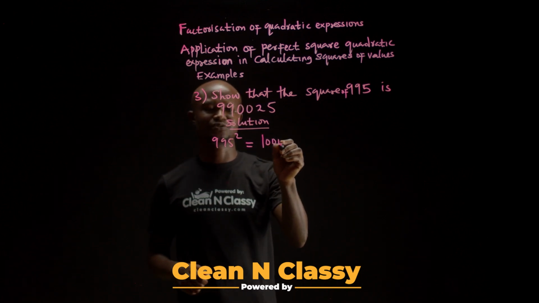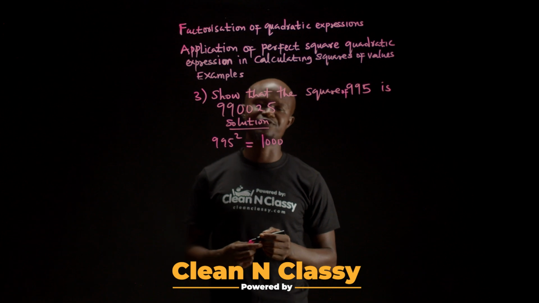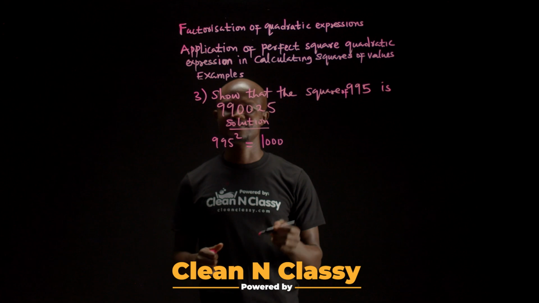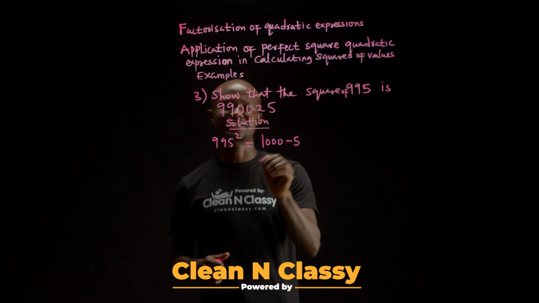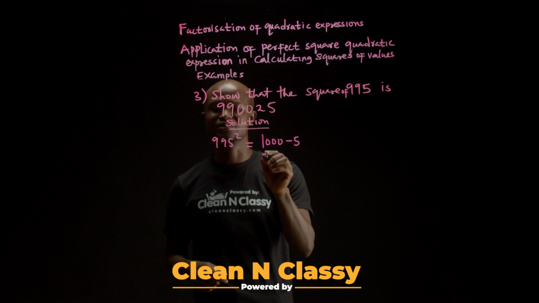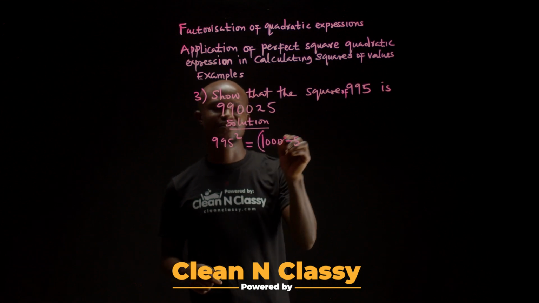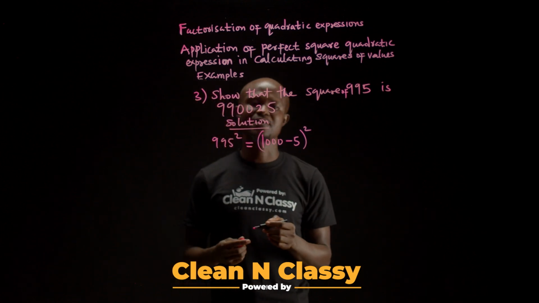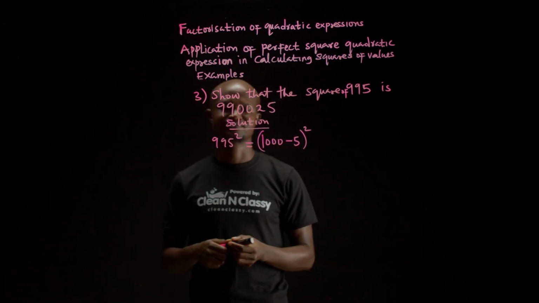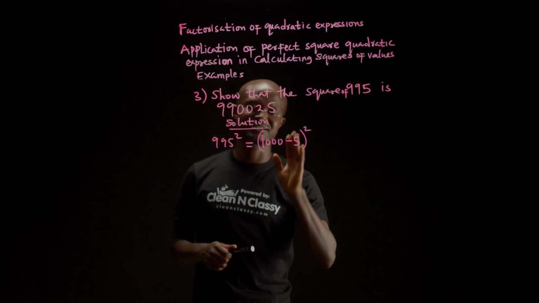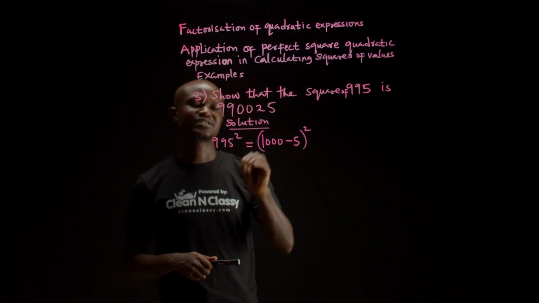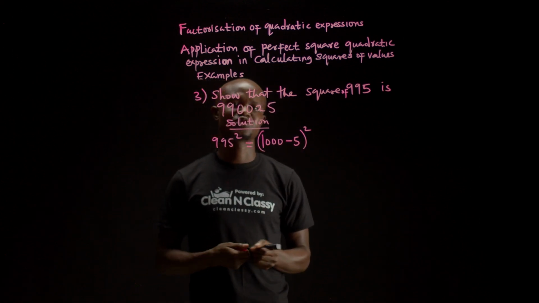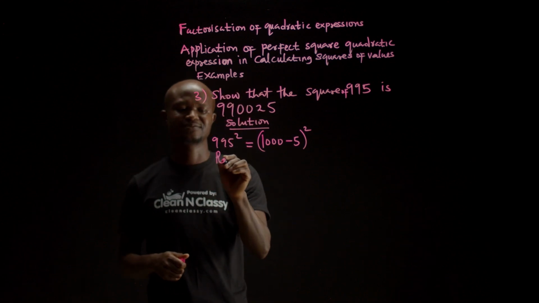Looking at 1,000, what number are we going to take away from 1,000 to give us 995? That is 5. That is 1,000 minus 5 will give us 995. So this 995 square is the same thing as 1,000 minus 5 square. Now, this is telling us that we have the square of the difference of two variables. So we are going to recall the identity.